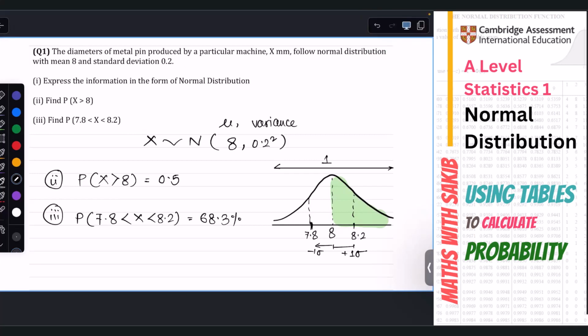Sir, what if for the second question, X is equal to or greater than 8? It doesn't matter. In a normal distribution curve, it doesn't matter. It can be equal, it can be less than, it's okay. Clear?